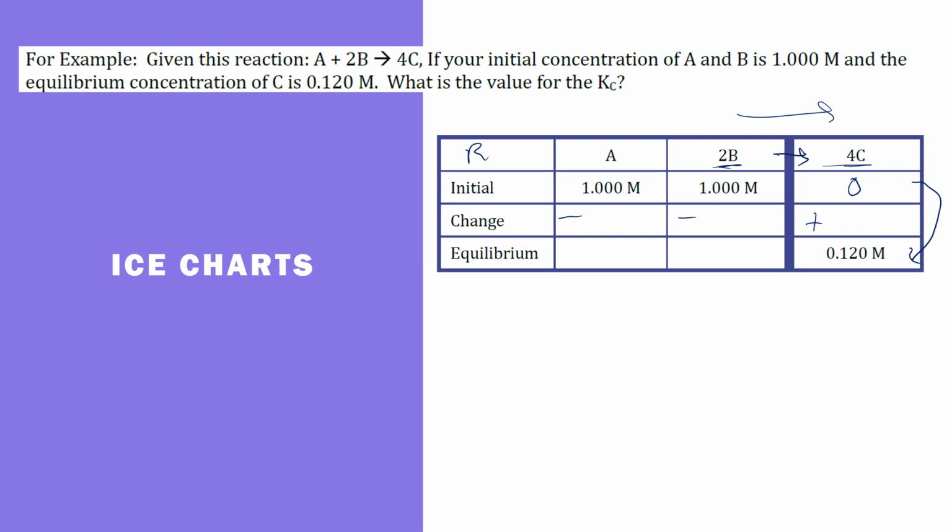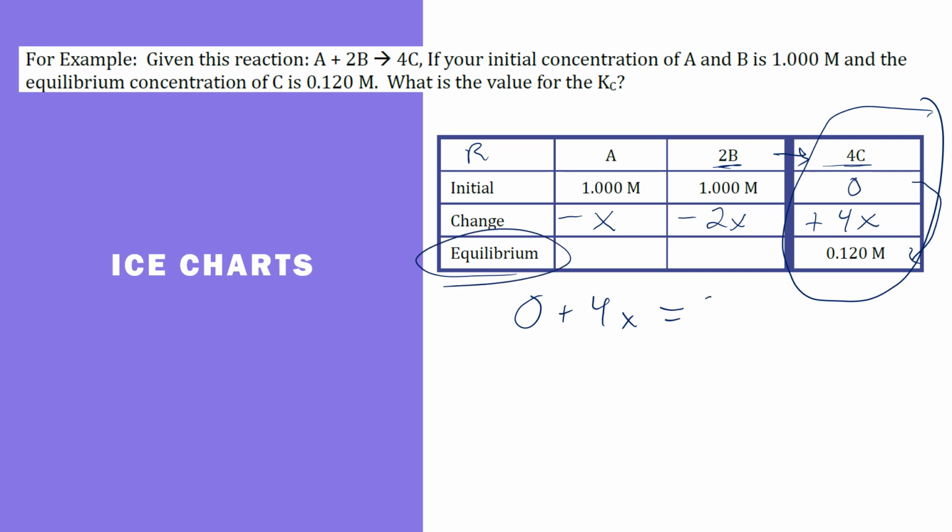Then you fill in the coefficients to figure out how much it increases or decreases. A goes down by just 1x, B goes down by 2x. C must go up by 4x because of that coefficient of 4. So now, if we look at the C column, everything is filled in. We have 0 plus 4x equals, remember, equilibrium equals 0.12. We can solve for x. So x is equal to 0.03.